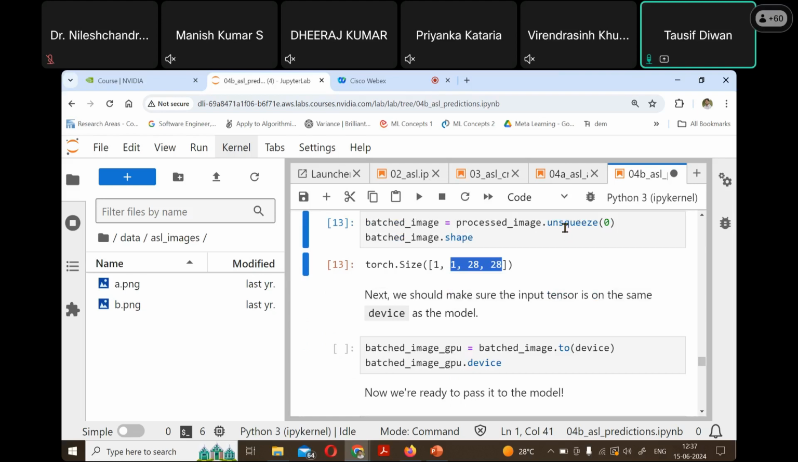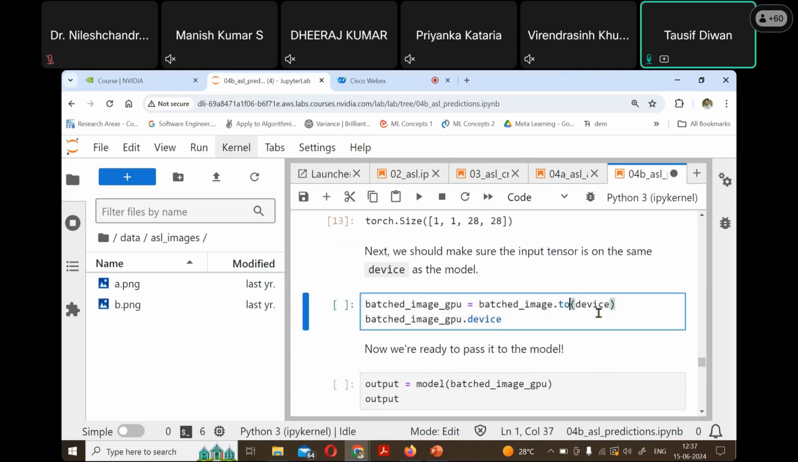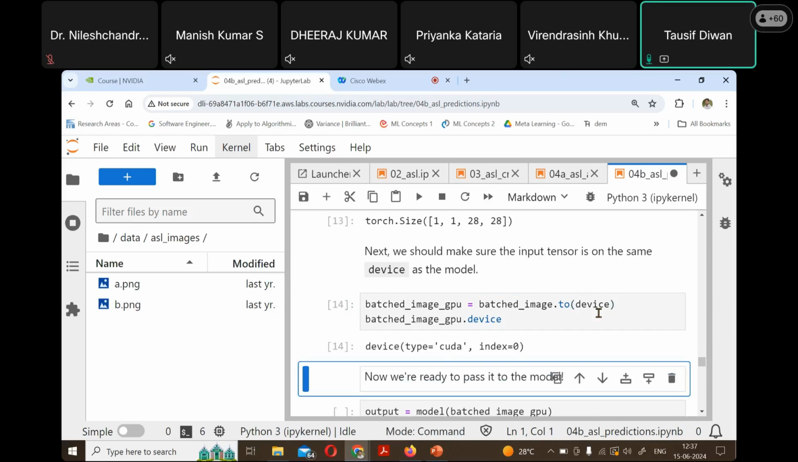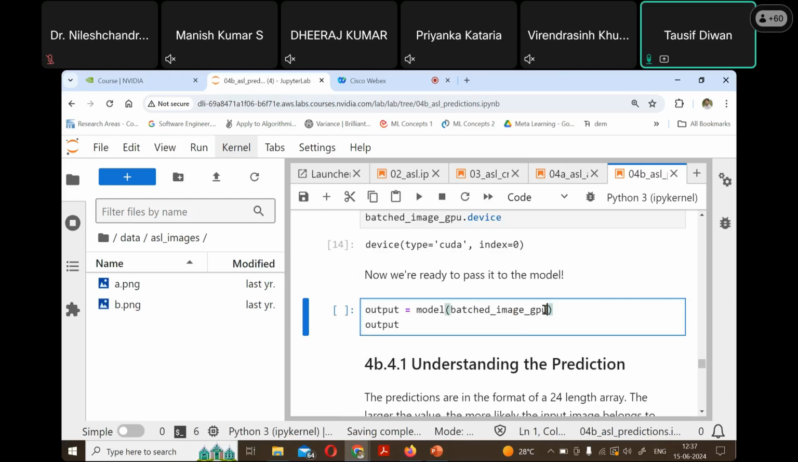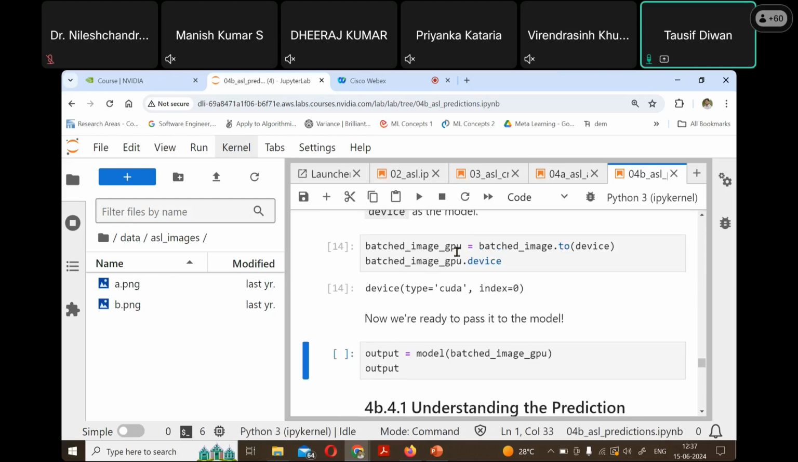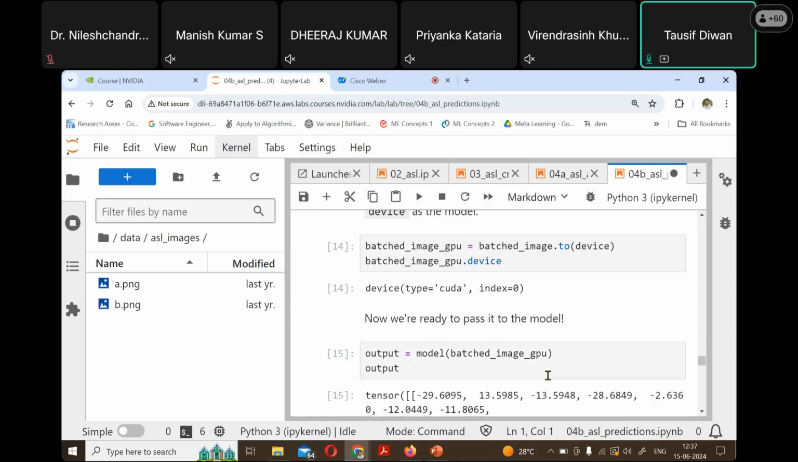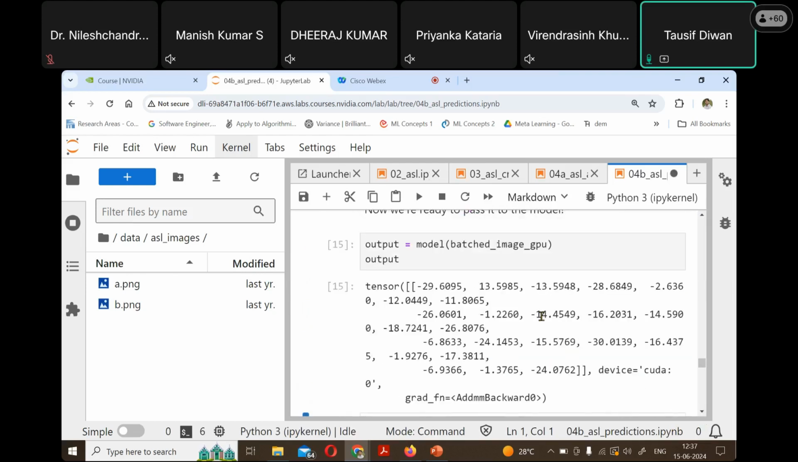With the help of unsqueeze, we can add one more dimension. With the help of squeeze, we can remove a dimension. We can also mention over here at what index we want to add the dimension. Now, first of all, we will move it to the GPU, and then we will see the output. So this is my final batched image on the GPU, and we can perform the prediction over here. Now this is my result.